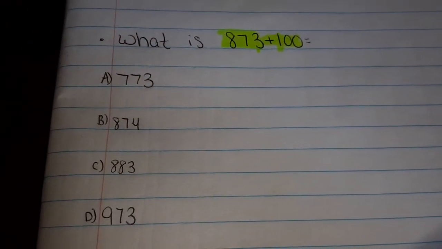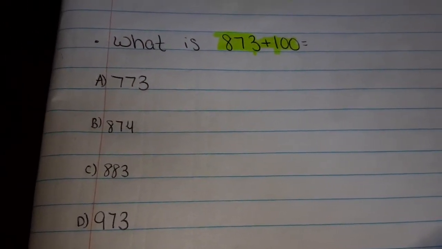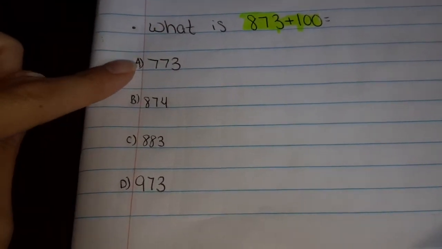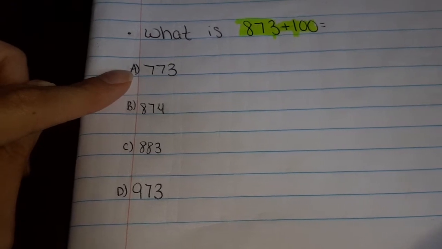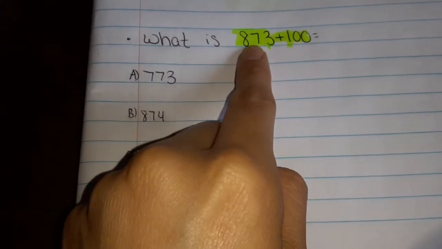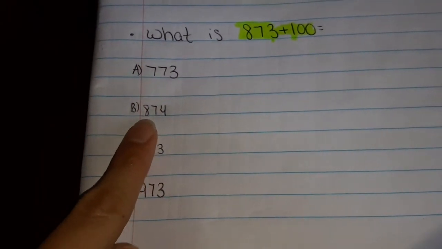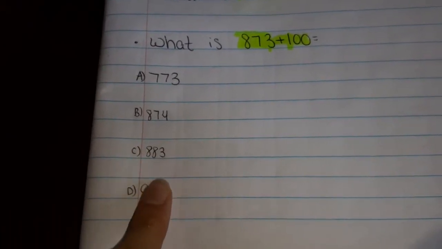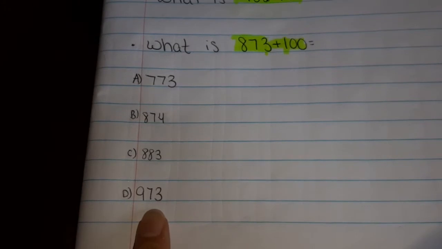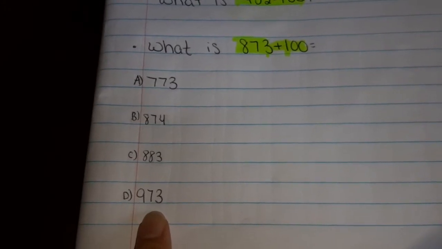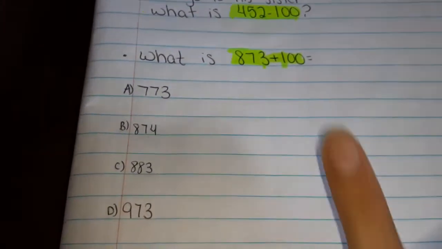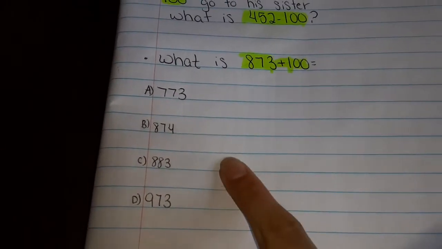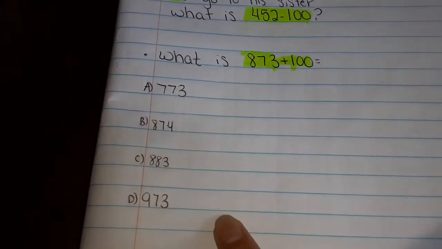What is 873 plus 100? Is it going to be 773 if we're adding 100 to 873? Is it going to be 874, 883, or is it going to be 973 if we're adding 100 to 873? Which one of these numbers is it going to equal?